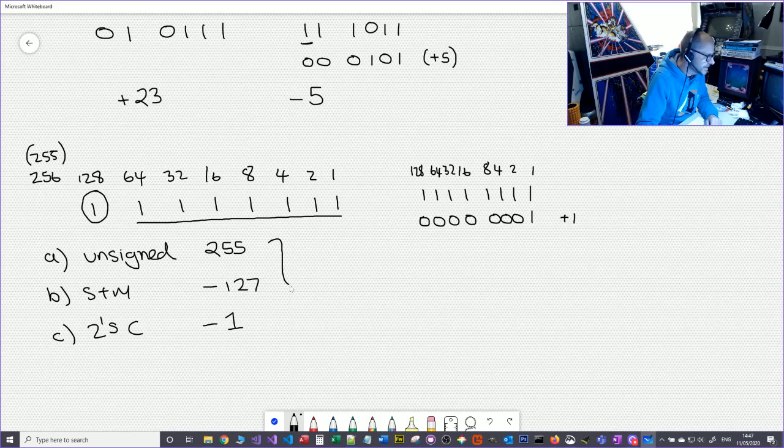We've got 3 different outcomes just because we interpreted this pattern of bits in 3 different ways. And that's the real essence of data representation. Bits are just bits until we put our spin on it and say that's what they represent. Okay, and everything we do in data representation comes back to that: what we say they represent matters.